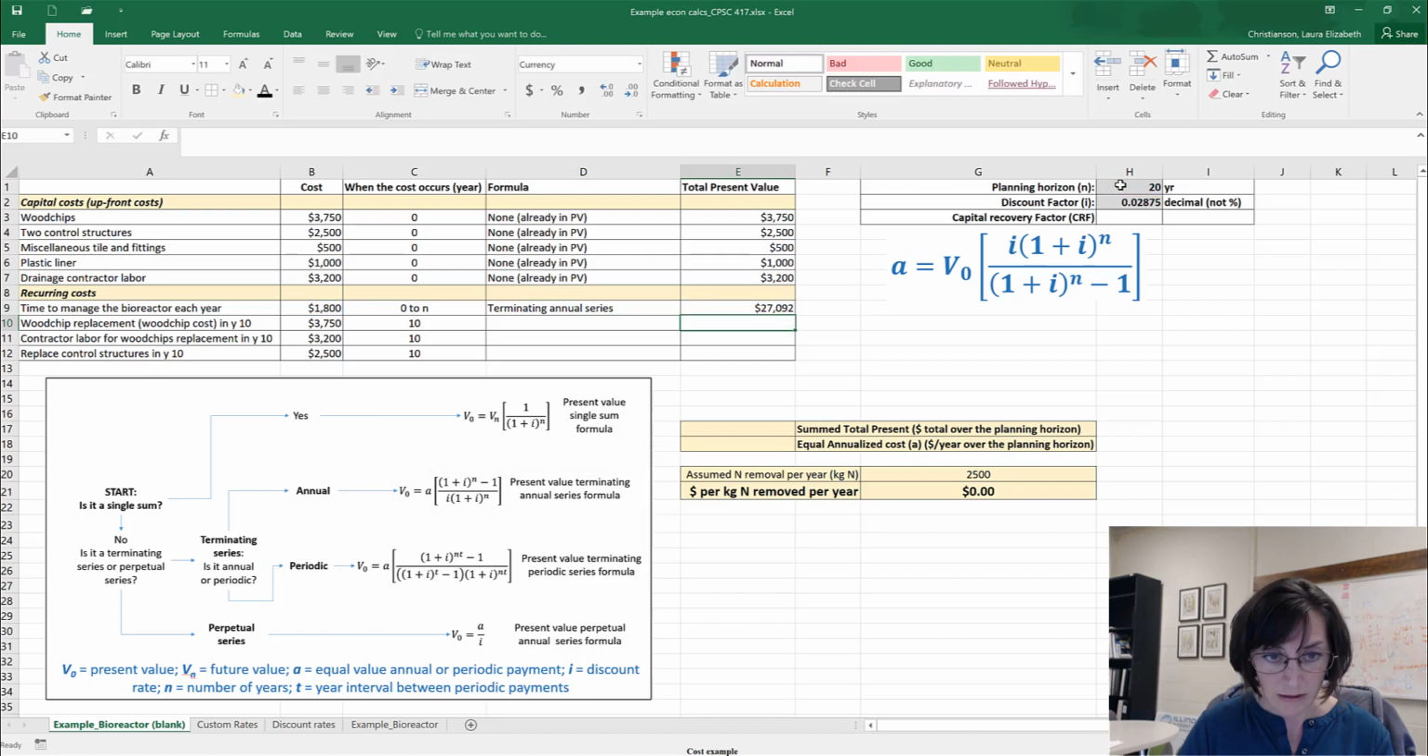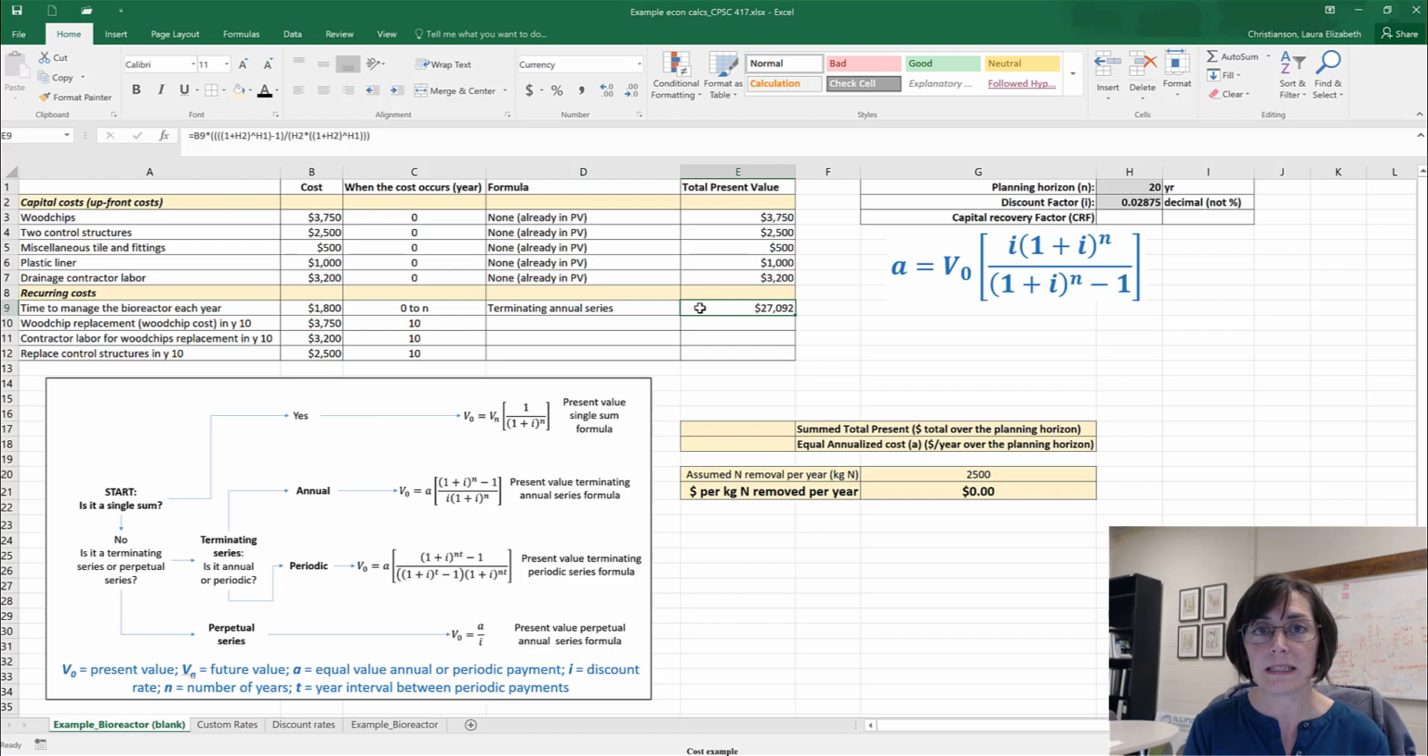Okay, let's see if we got that right. Notice this: the farmer is spending basically $1,800 in his time every year to manage the bioreactor. However, when you look at that $1,800 every year for 20 years, when you bring those costs all back into present value, it is not 1,800 times 20. 1,800 times 20 is 36,000, and what we've calculated with our discounting formula is 27,000, almost 27,100.